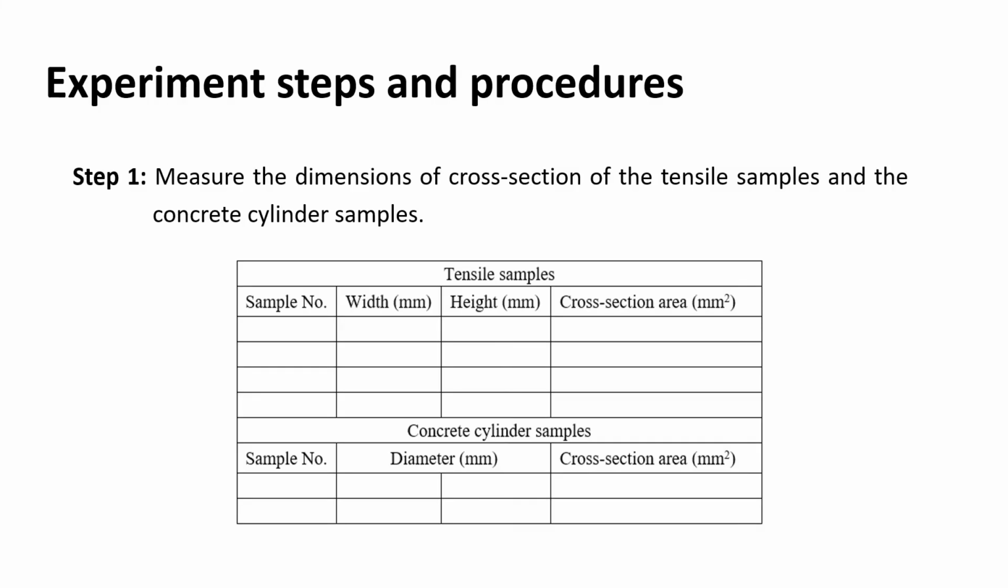Experiment steps and procedures. For the experiment, you must measure the dimensions of the samples as well as the loads that you apply to each sample, concrete or metal. Obviously, that information must be recorded as data from the experiment, and you must also perform some calculations based on the mentioned equations. The first step is to measure the dimensions of all the samples that we have, concrete or steel, and later to calculate the area of the cross sections.